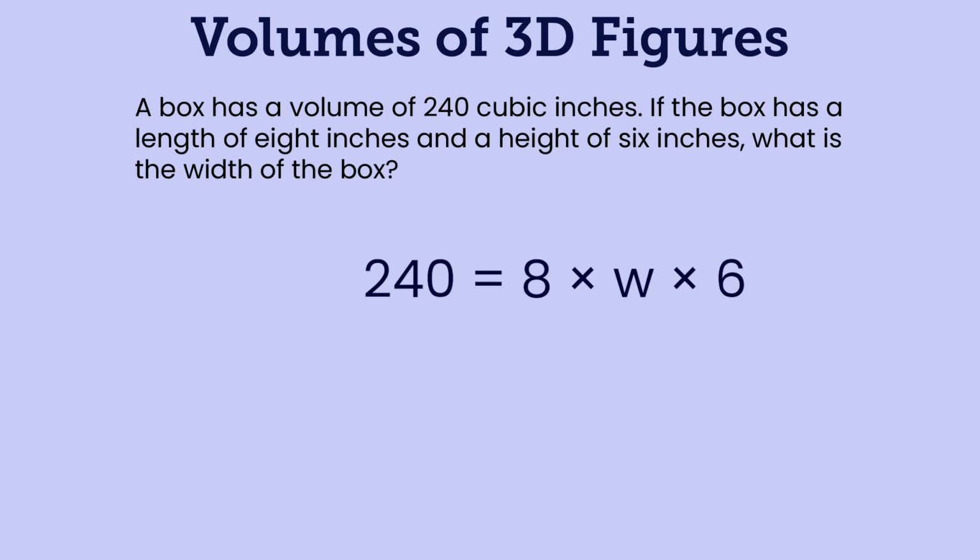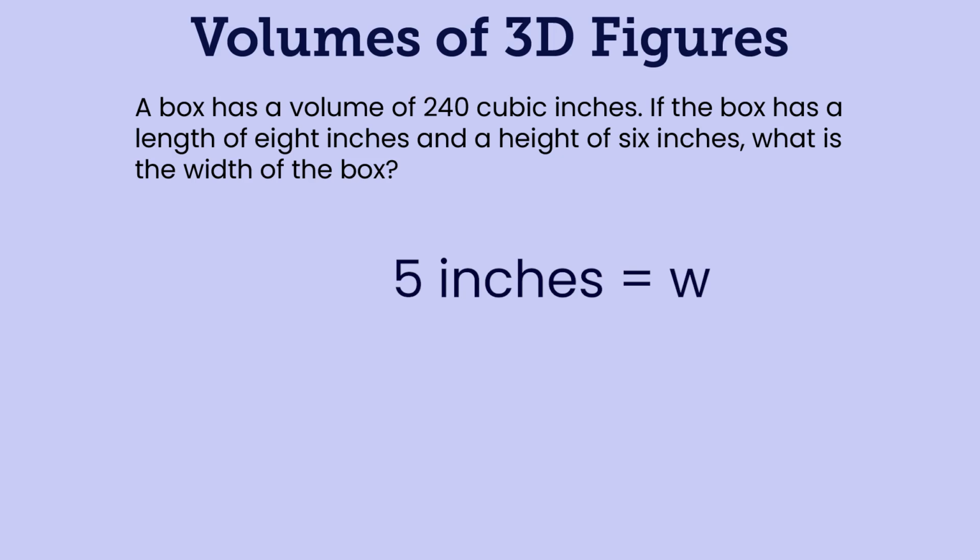Isolate W by dividing. By dividing 6 on both sides, we would get 240 divided by 6 equals 8W. This simplifies to 40 equals 8W. And then, by dividing 8 on both sides, we would get 40 divided by 8 equals W. This simplifies to 5 equals W. So the width of the box is 5 inches.